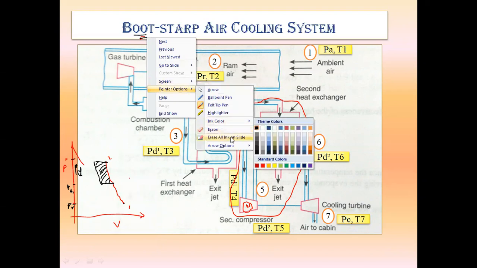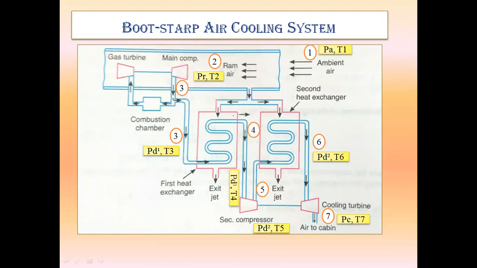So here I will show the diagram. This will be the schematic or line diagram for the bootstrap air cooling system. It will be similar to the simple air cooling system, only there will be the addition of a secondary compressor and a secondary heat exchanger. These two devices, the secondary compressor and the second heat exchanger, will be added to the simple air cooling system to make the bootstrap air cooling system.